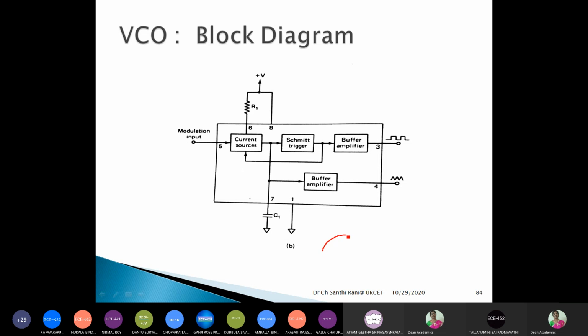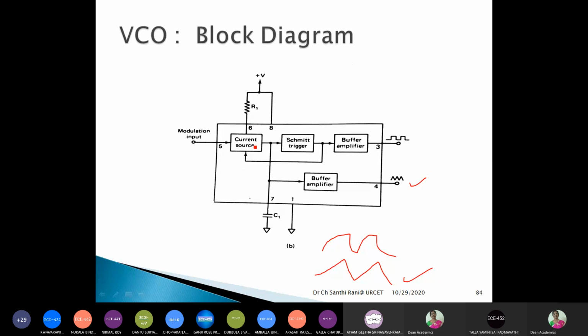Actually, the capacitor charges and discharges, charges and discharges. But because of the presence of this current source, the capacitor is allowed to charge and discharge linearly. Like that, the capacitor charge and discharge gives the triangular wave. We know the buffer amplifier is just for impedance matching, so we connect a buffer amplifier here. Therefore, we say the capacitor charging and discharging gives a triangular wave.